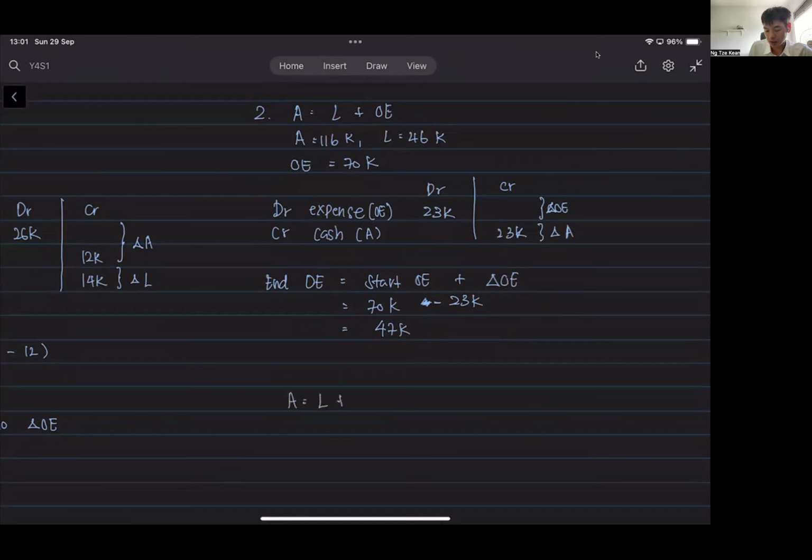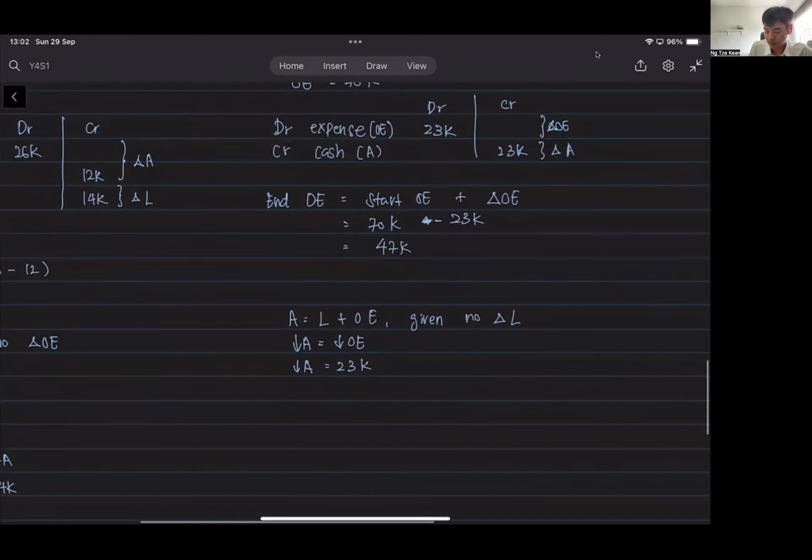So asset equals liability plus owner's equity. Given no change in liability, then we know that the decrease in asset equals the decrease in owner's equity. And there was a decrease of 23,000 in asset. So by nature, there will be a decrease in owner's equity of 23,000. Right.